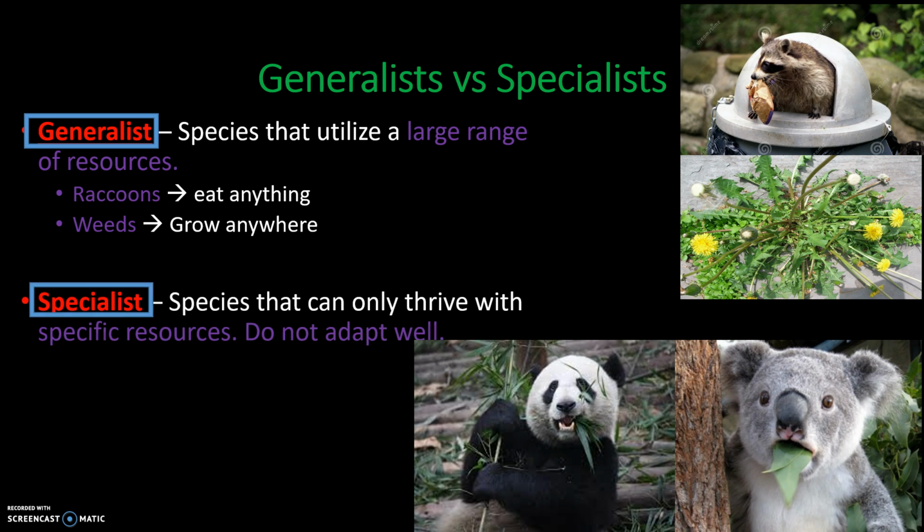On the other hand, we have a specialist. A specialist can only thrive with specific resources. So examples of specialists would be pandas and koalas. Okay, the koala can only thrive if it has a good supply of eucalyptus, whereas the panda can only thrive if it has a good supply of bamboo. Specialists do not adapt well, okay? I repeat, they do not adapt well. So if the environment is changing, these folks are the most at danger, okay? Because they rely on a specific set of conditions. Go ahead and take note of this slide as well, please. And those examples as well.